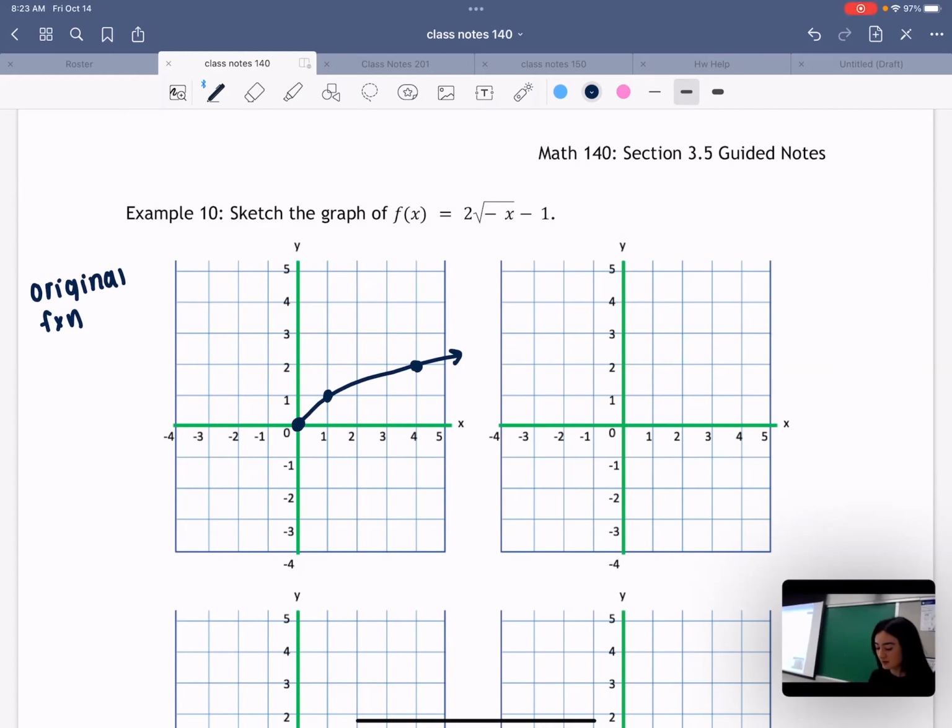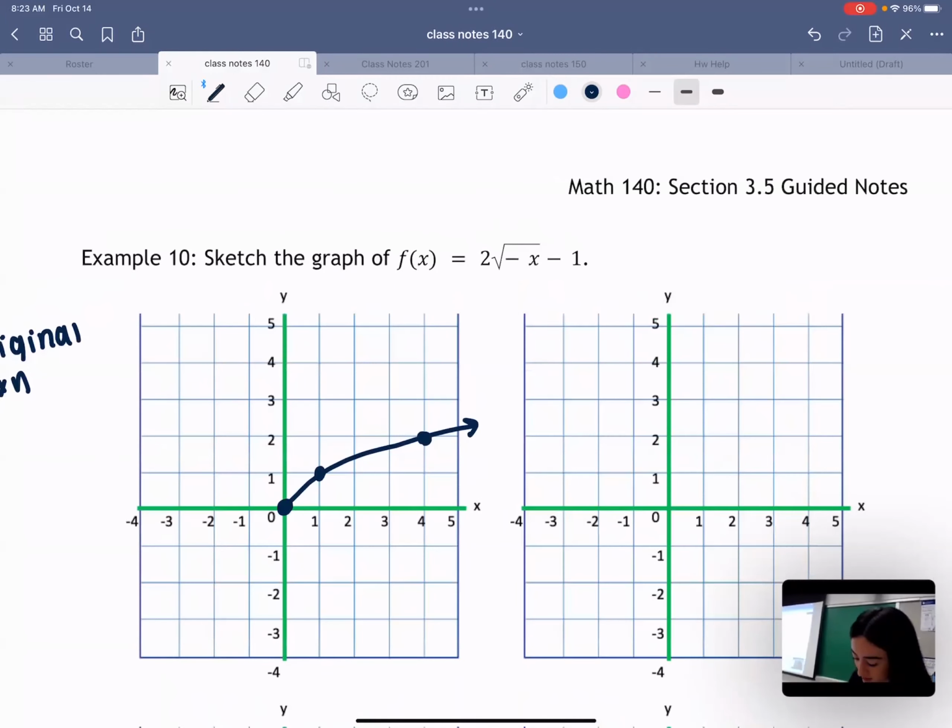Okay. Remember that there's 4 steps, I think in order, kind of hard for me to memorize. First, horizontal shifts, second, vertical stretches, third, reflections, and fourth, vertical shifts. Okay. Looking at our graph here, are there any horizontal shifts going on?